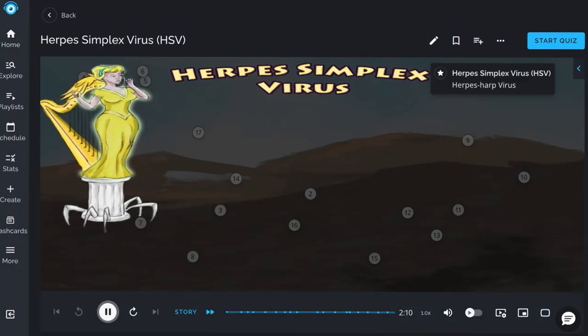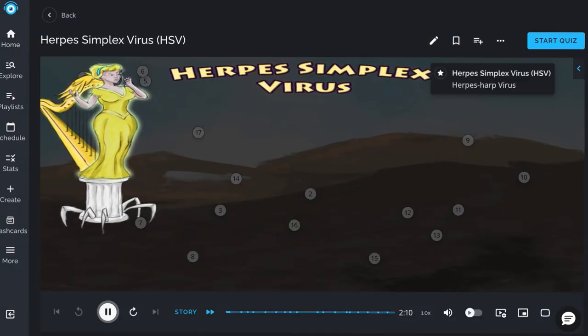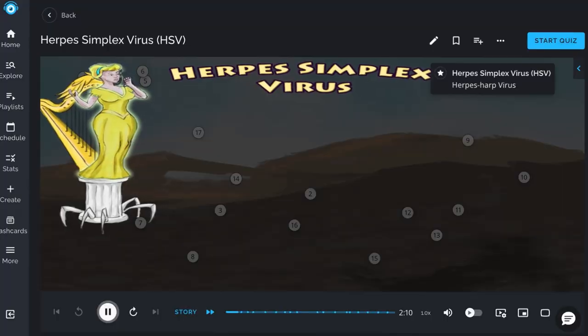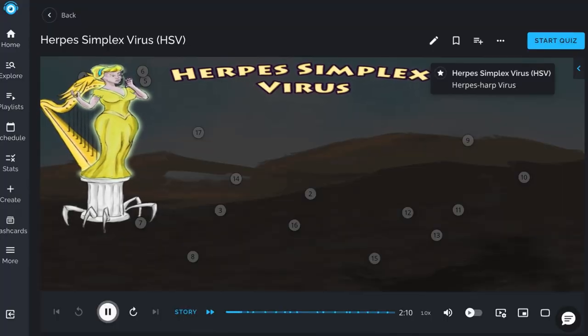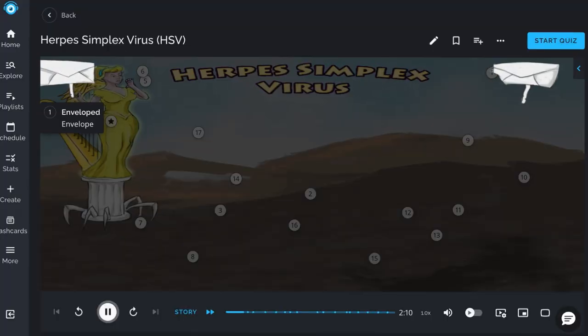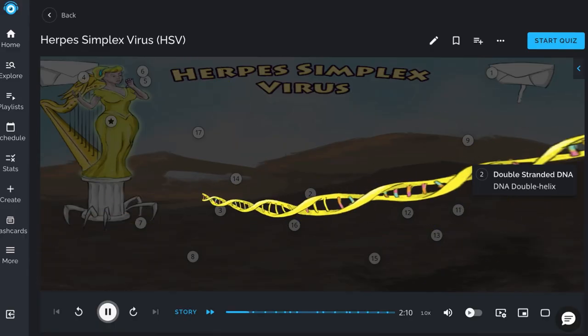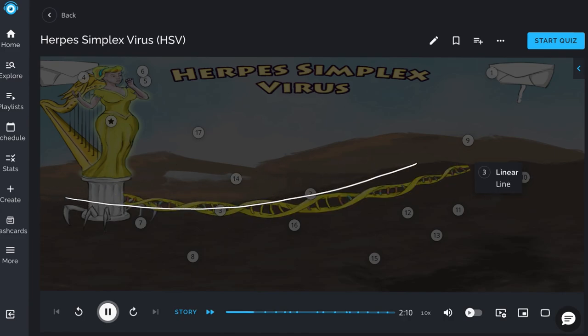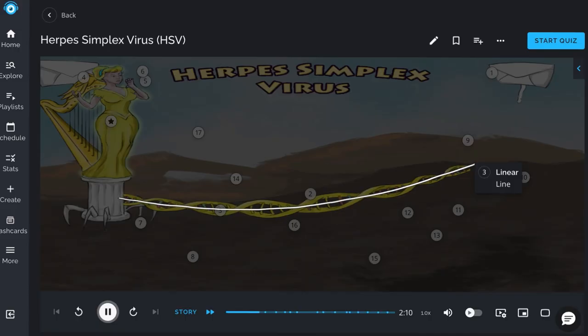Herpes simplex virus, commonly called HSV, shown by the harp viruses with signs, is a virus from the Herpesviridae family. This family of viruses is enveloped, shown by the signs made of envelopes. It is a DNA virus, shown by the DNA double helix, with a double-stranded linear genome, the DNA double helix being used as a clothesline.